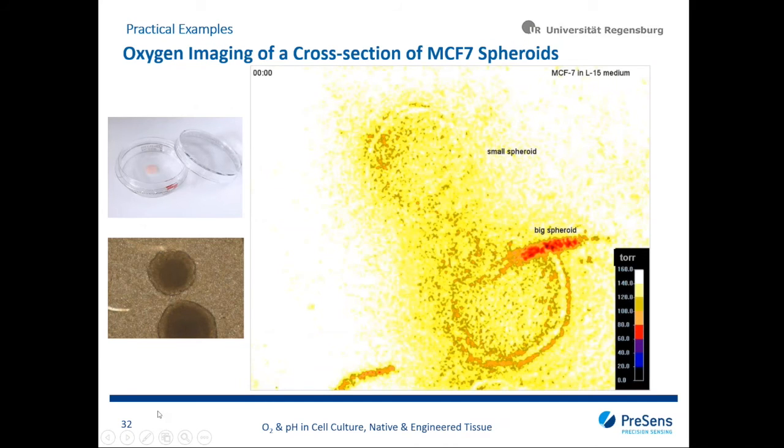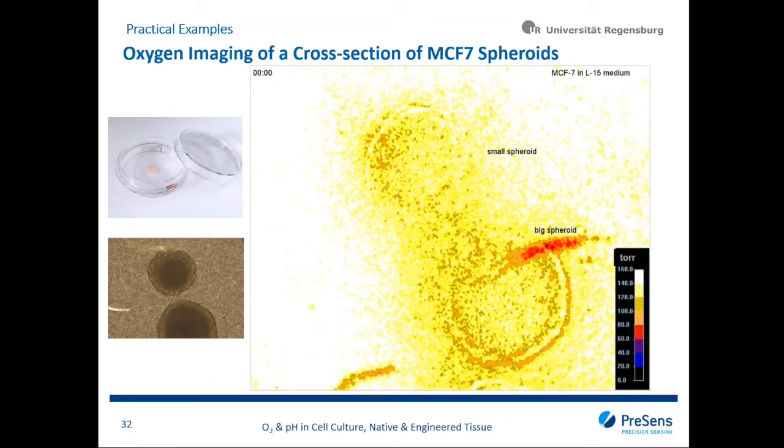My next example is on oxygen imaging of a cross-section in spheroids. Actually, cancer spheroids get more and more prominent in research these days because they are a model for three-dimensional cancer. Therefore, the cancer spheroids were placed on top of sensor foil in a petri dish. They settled down on the sensor foil and built a half ball-like structure, and thereby you get a direct cross-section through your spheroids.